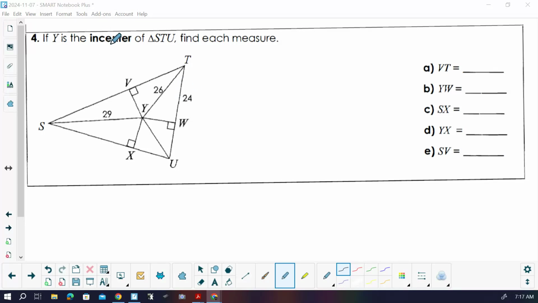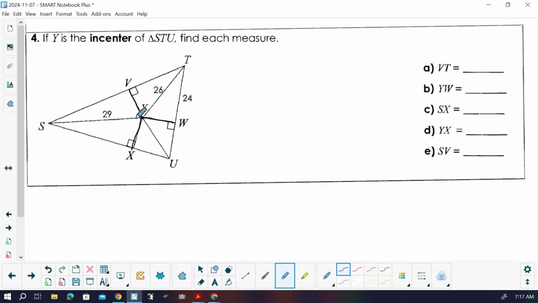All right, incenters are angle bisectors. An incenter is the same distance away from each of the sides. We know that this is going to be equal to this is going to be equal to this. Those three lines are equal. I don't have any of them. That's not good. This is 26.